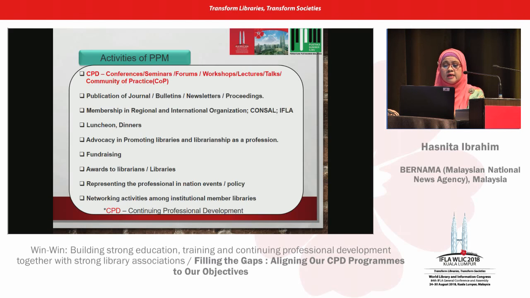These are all the activities that PPM organizes, and CPD has always been the driving force: conferences, seminars, forums, workshops, lectures, talks, and communities of practice. The other activities are publication of journals, bulletins, newsletters, and proceedings. We also hold membership in regional and international organizations, such as CONSAL and IFLA, of course. We have luncheons, dinners, advocacy in promoting libraries and librarianship as a profession, fundraising, awards to librarians, representing the profession in national events or policy, and networking activities among institutional member libraries.